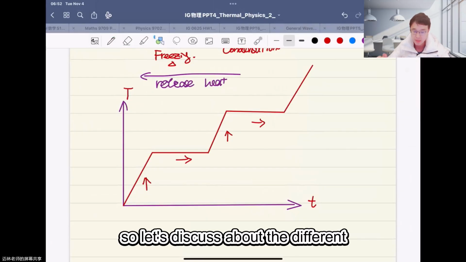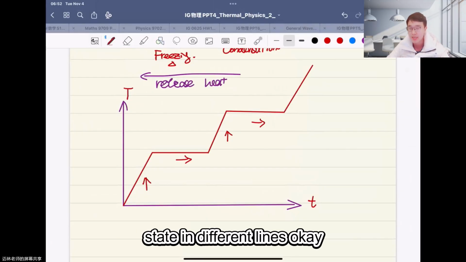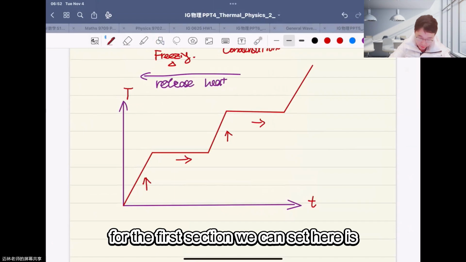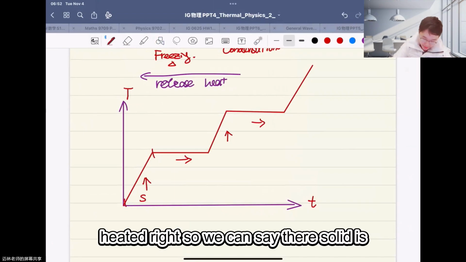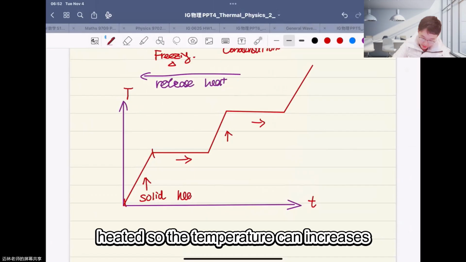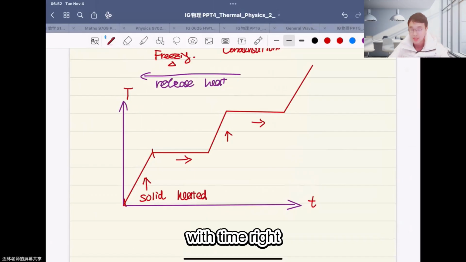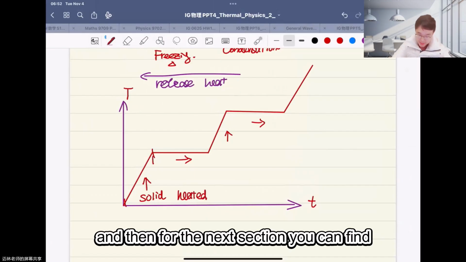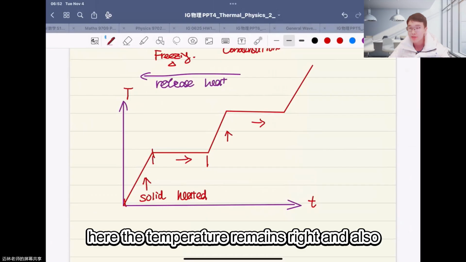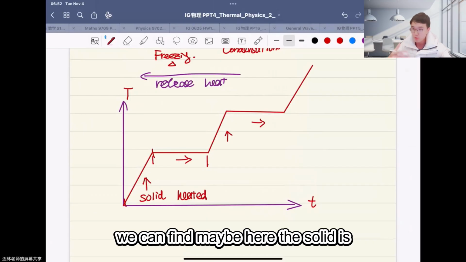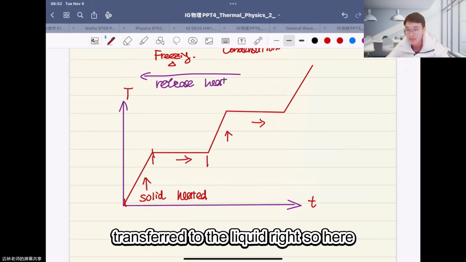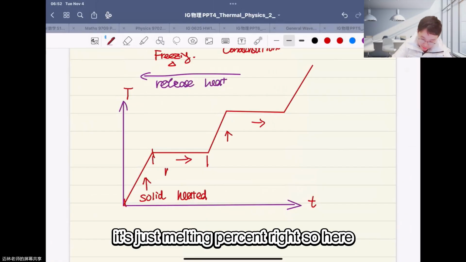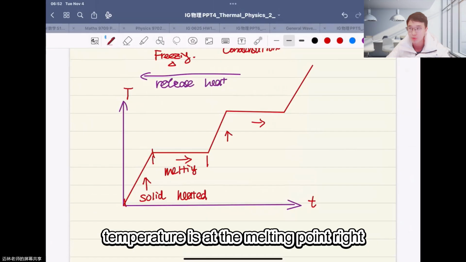So let's discuss the different processes or different states in different lines, okay? In the first section, the solid is heated, so the temperature increases with time, right? And then for the next section, you can find here the temperature remains, right? And we can find maybe here the solid is transferred to the liquid. So here it's the melting process, right? So here the temperature is at the melting point, right?